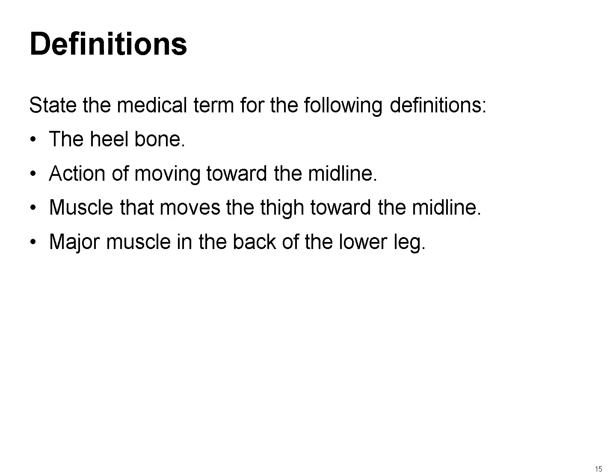The action of moving toward the midline of the body is called adduction. This movement brings a body part, such as an arm or leg, closer to the centerline of the body. A muscle that moves the thigh toward the midline is known as an adductor. These muscles, located on the inner thigh, are responsible for stabilizing the pelvis and assisting in movements like crossing the legs. The major muscle in the back of the lower leg is the gastrocnemius. This powerful calf muscle is crucial for plantar flexion of the foot and helps propel the body forward during activities such as walking, running, and jumping.